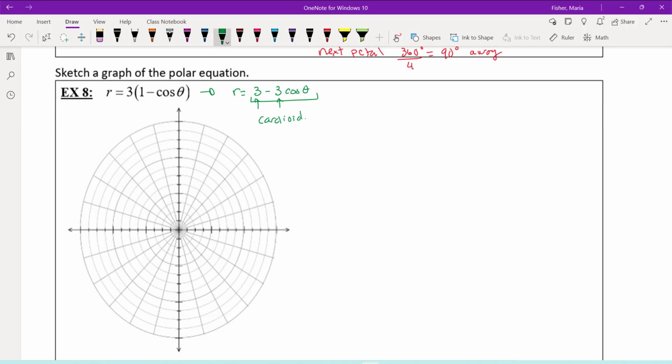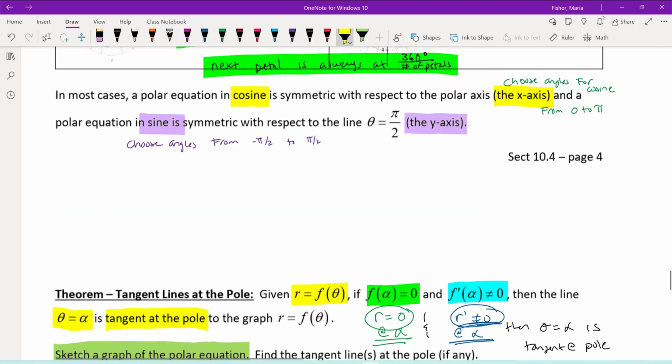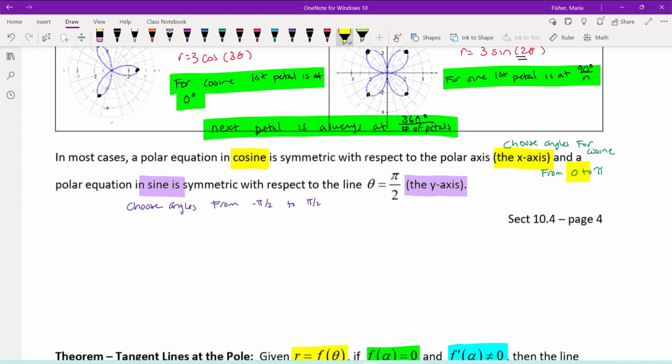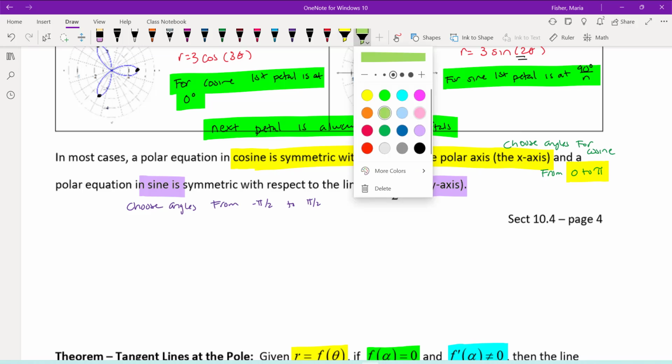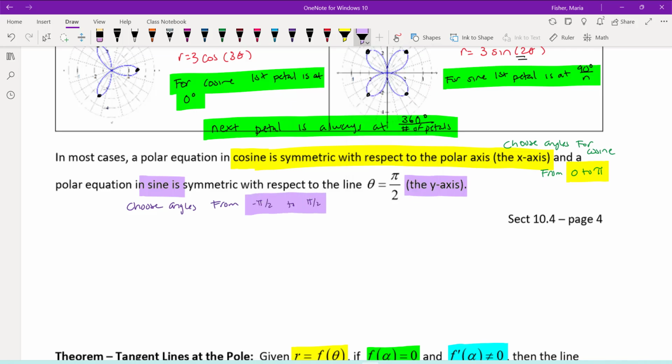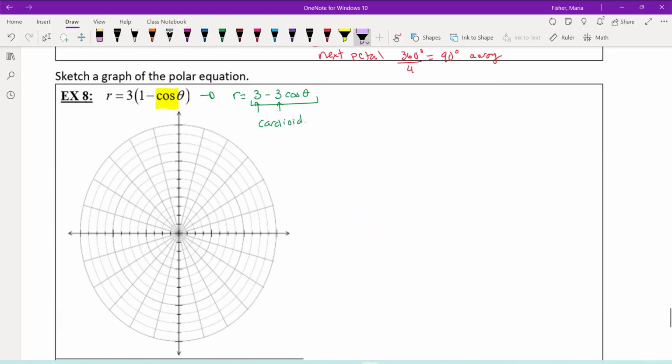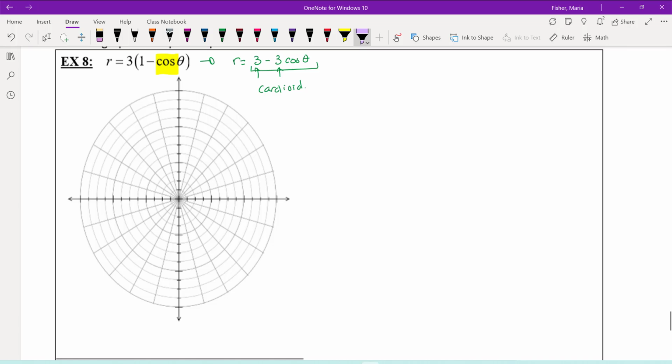Now this is cosine. Whenever you have cosine, just like we mentioned on the page above, we're going to choose angles from 0 to pi because we're symmetric with respect to the x-axis. For sine, we wouldn't use those angles. We'd use the angles from negative pi over 2 to positive pi over 2 because sine is symmetric with the y-axis. So since I have cosine, when I'm making my table of values, I'm just going to choose angles between 0 and pi.